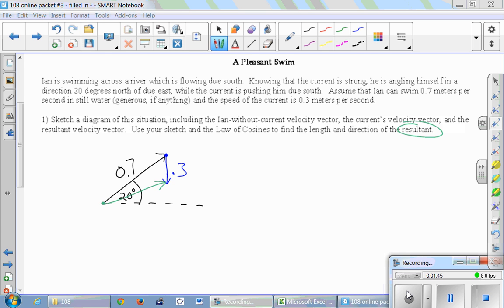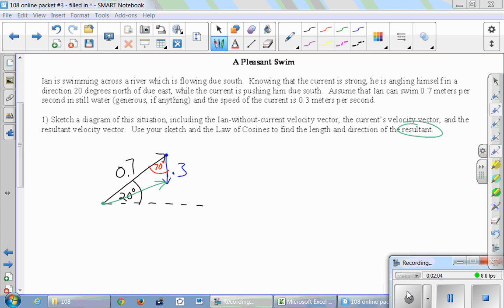Okay, so what we see here is a triangle. 1, 2, and 3, and we have one of the sides, and we have another side, but we don't have an angle because that 20 degrees goes partially out of the triangle. But what we do know is this angle up here. This angle up here is definitely 70 degrees.